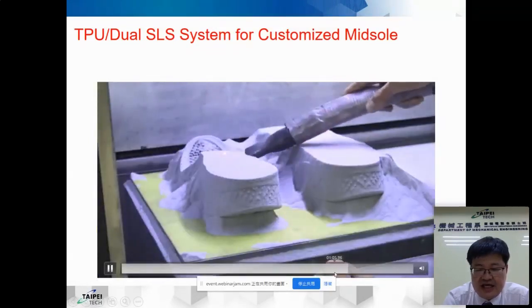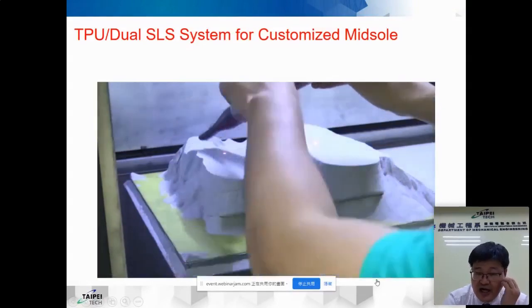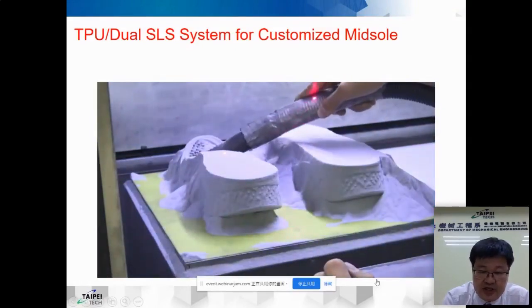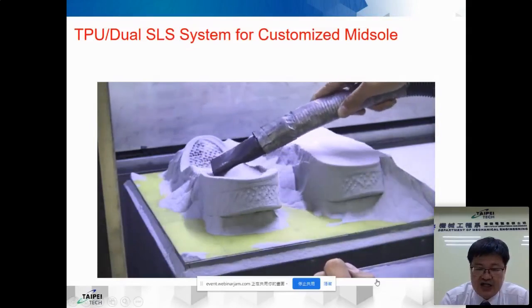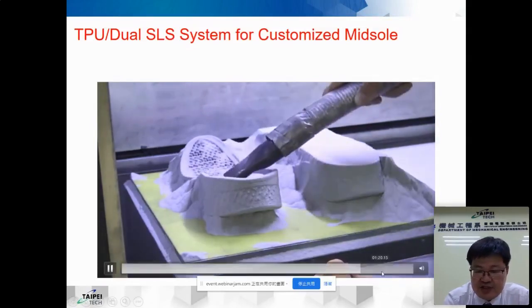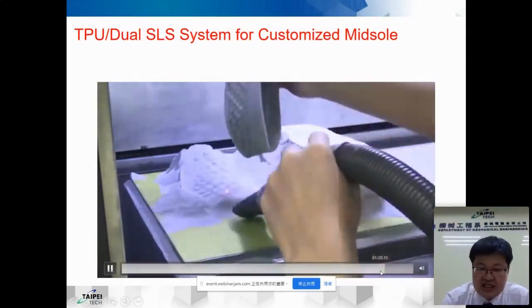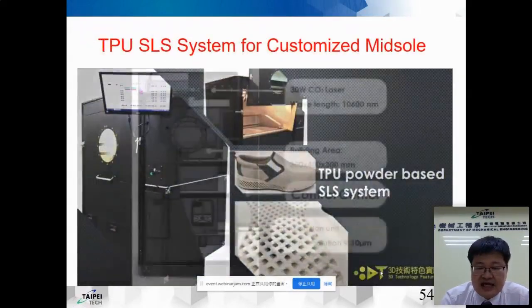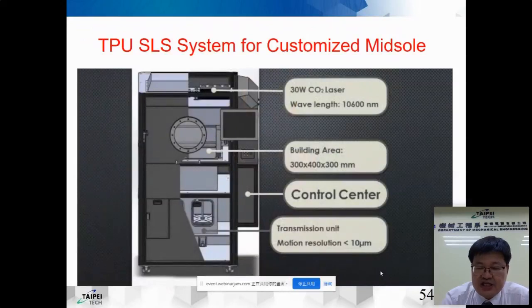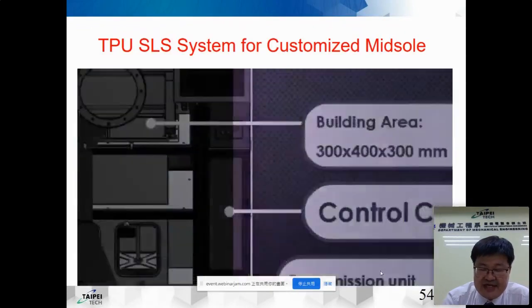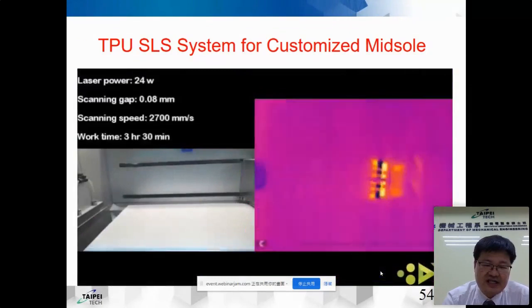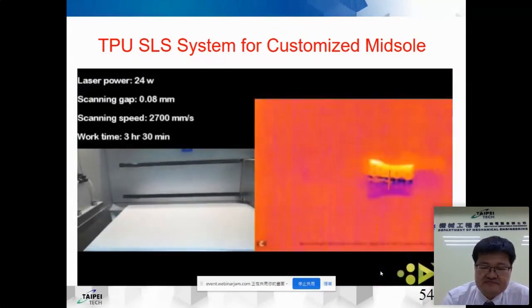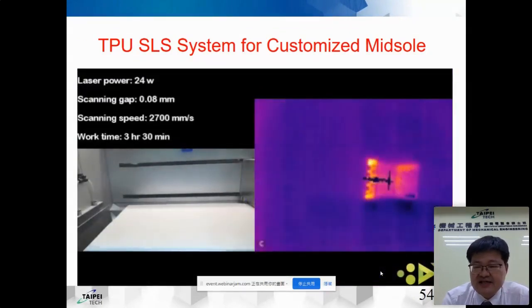And at the end, that's the part we print out, and we take the supporting powder out to have our insole remain. So that's the process. This system is made by students. That's what we have. That's a new system. Right now we are making the fourth generation of the system. And laser scanning.